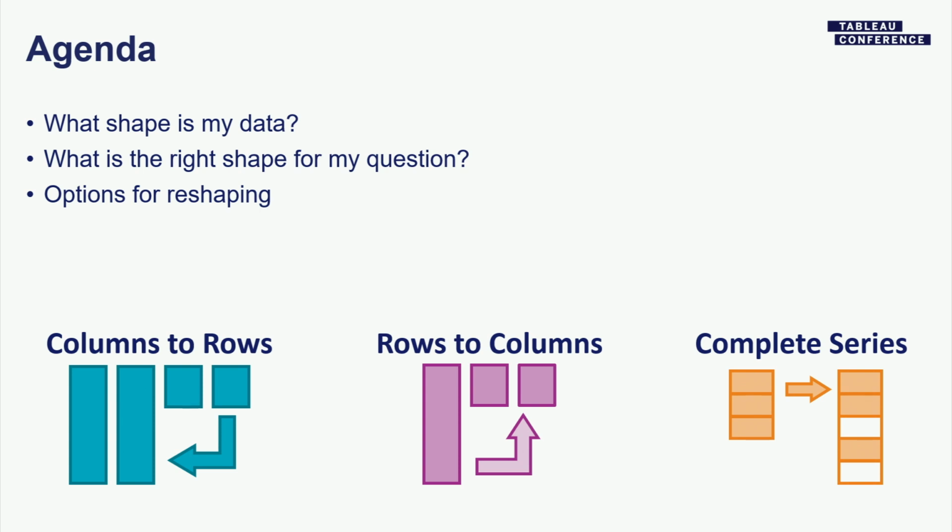And we're going to talk about three main ones. Pivoting columns to rows. I always have to use the hand gesture because it helps me communicate what I'm thinking. We're going to talk about rows to columns, so just the inverse of that. And then completing a series. So I've got a bunch of values, and there are some values in a series that need to be filled in.